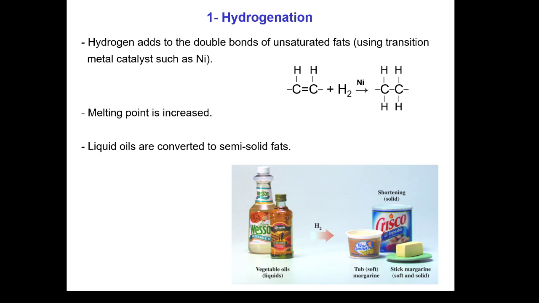And it'll take our liquid oils like vegetable oil, and that's what they use to make shortening or margarine. All we're doing is hydrogenation. So if you were to take vegetable oil and do a reduction using hydrogen and a metal, in theory you should get out a semi-solid fat, which is going to be our margarine or our Crisco, which is shortening.